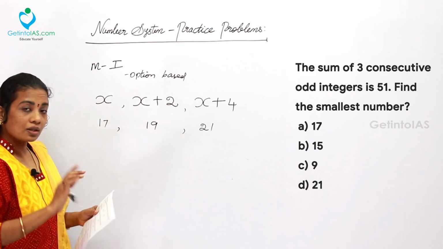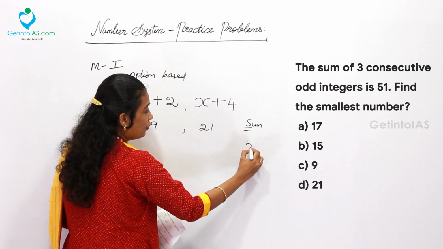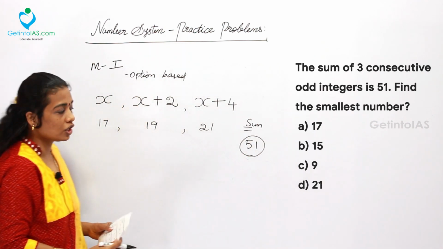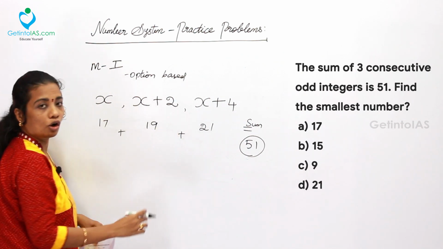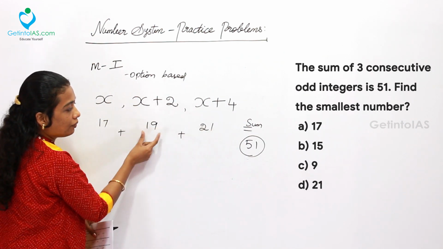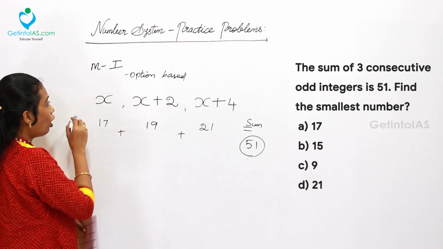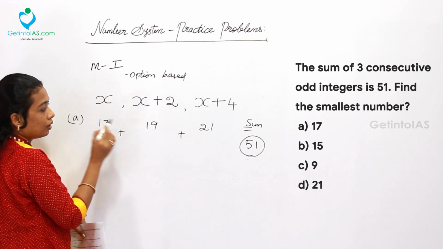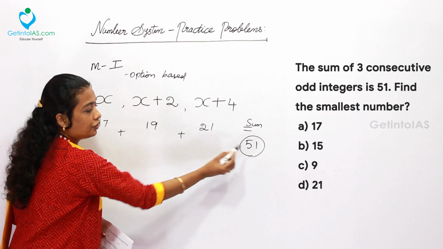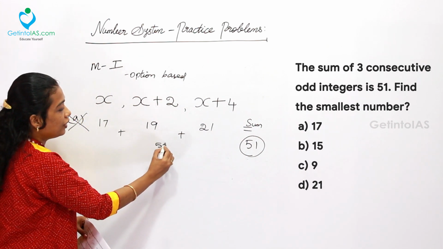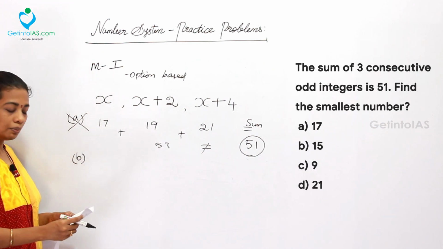It is given that the sum should be equal to 51. Let me check whether all these together will give you the value of 51 or not. Here 19 is given, taking 1 from the 20, 20 plus 20, 40. So 57 is there. So option A, which is 17, is wrong. Why? Because 51 is required. Here I got 57, which is not equal to 51. Okay, moving on to option B.